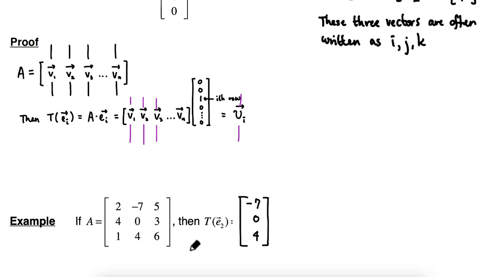As a simple example, just to make it more explicit, if we have matrix A here, then T of E2, we multiply A by the vector 0, 1, 0, we can see that it automatically produces the second column, -7, 0, 4. And that's a really important idea. It means that we can basically read the image of all standard basis vectors in the columns. So T of E1 is 2, 4, 1, T of E2 is -7, 0, 4, and T of E3 is 5, 3, 6.